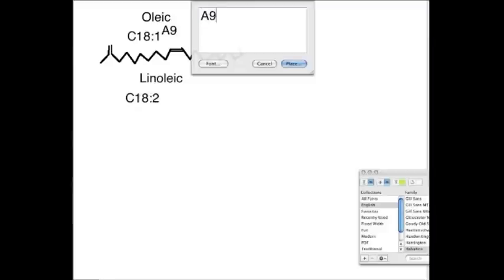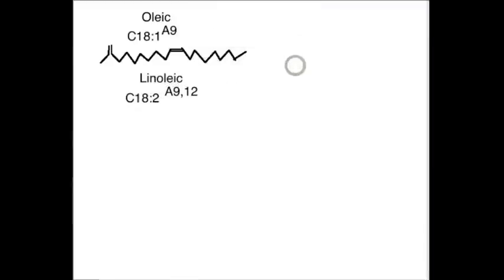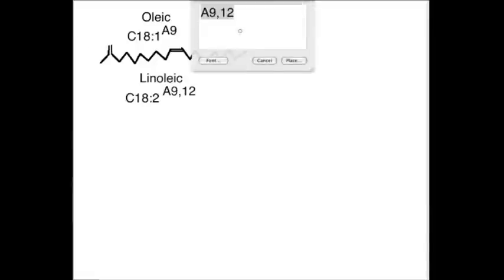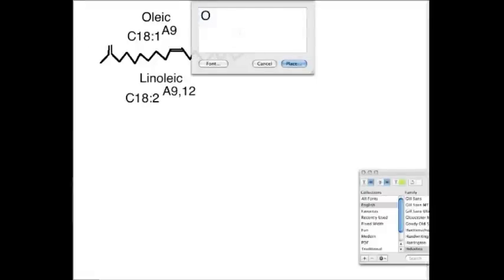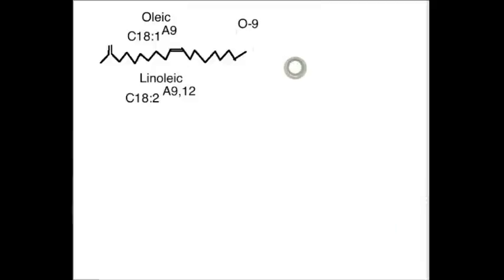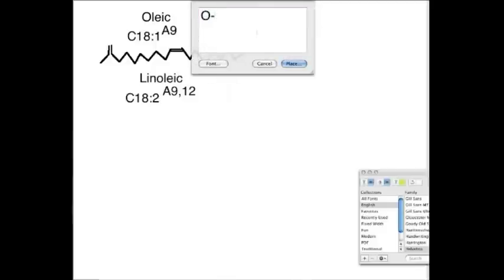Delta 9, 12. So, there's oleic. Oops, sorry about that. Another thing you can do is, oleic is an omega 9, or omega -9. So all the different names for them kind of coming out for these.